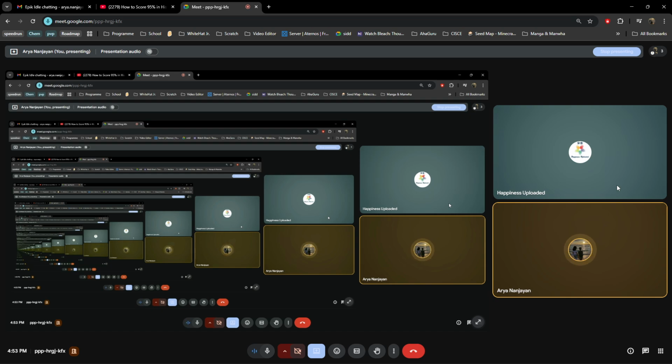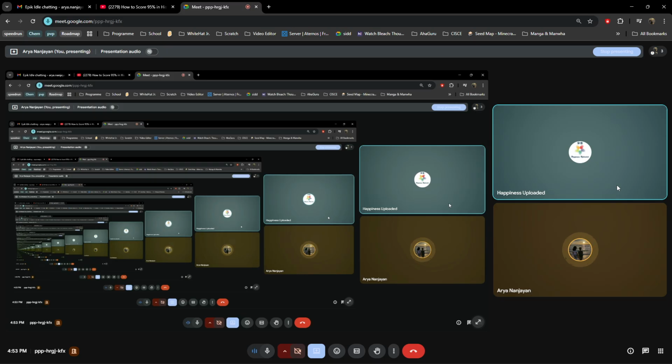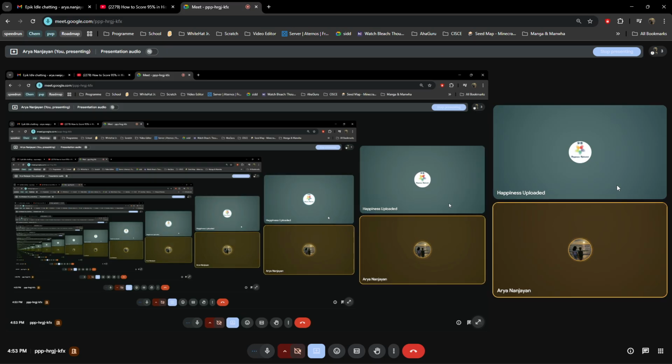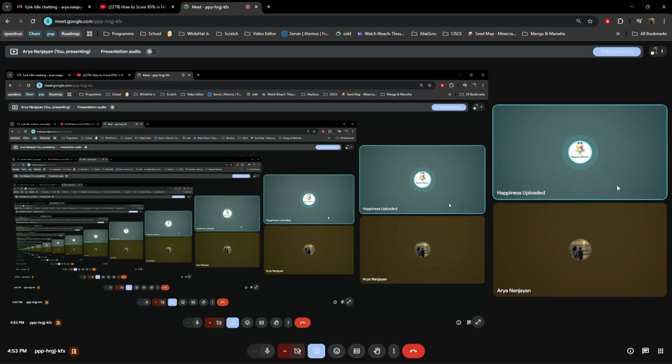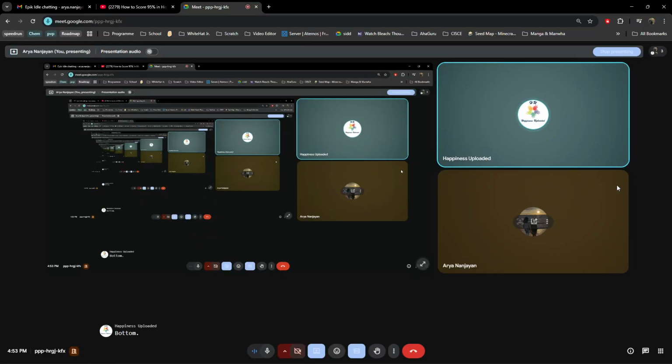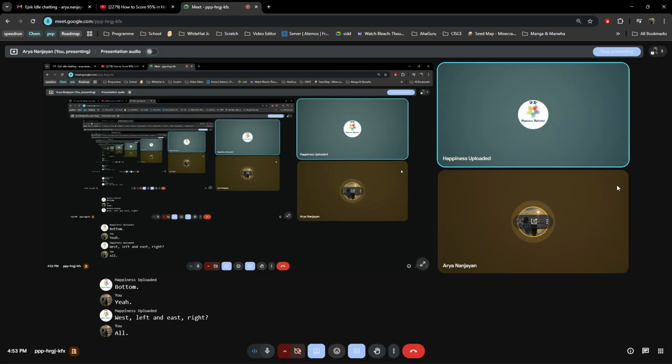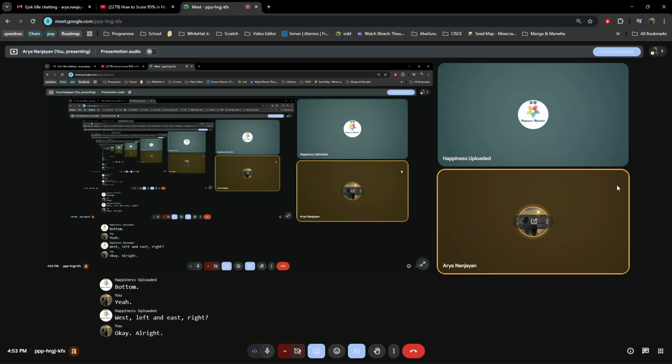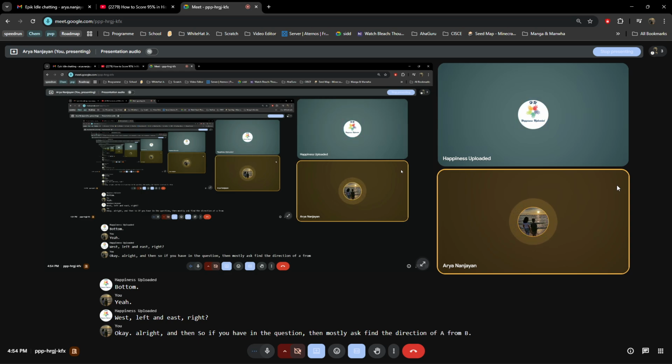You know the four cardinal directions, right? Tell which is where, like what is at the top, at the right. North at the top, south at the bottom, west, left, and east, right? All right, good. And then if you have in the question, they'll mostly ask find the direction of A from B.